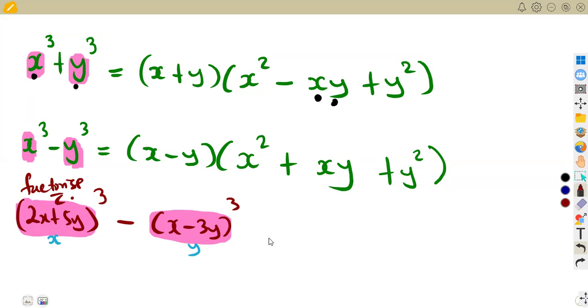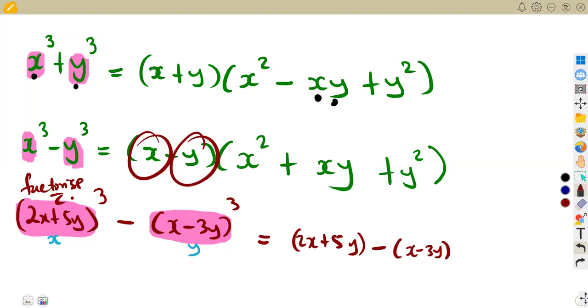So in our factorization, we've got a negative here, so it's going to be the first term minus the last term. The first term is 2x + 5y, in a bracket, minus the last term, which is x - 3y in a bracket. Don't worry, the simplification is not even required. So this represents the first term minus the last term in a bracket.